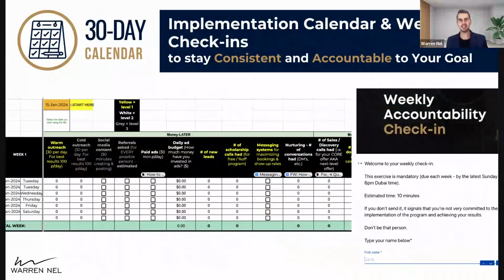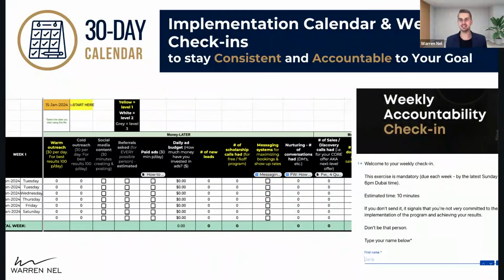An implementation calendar, because the biggest risk is, that sounds like an amazing program, Warren, but what if I don't get the results, right? And the biggest vulnerability in the program is really with the participants' willingness and ability to really implement.